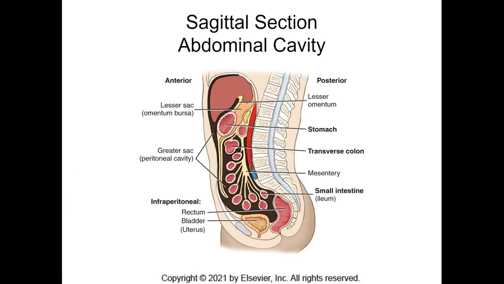A smaller portion of the upper posterior peritoneal cavity, which is behind the stomach, is called the lesser sac. So here's the stomach. So up and behind the stomach is peritoneum that we call the lesser sac. The lesser sac is also called the omentum bursa. Everything has to have two names.